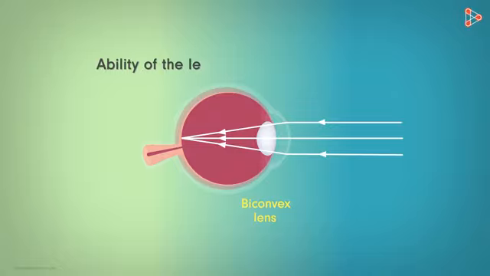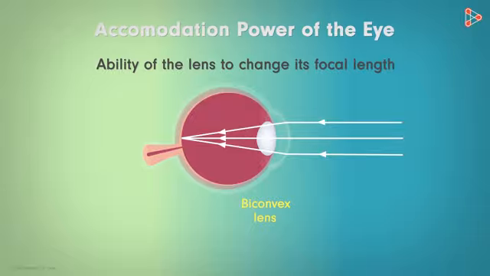This ability of the lens to change its focal length is defined as the accommodation power of the eye. This is something we've seen in the previous videos. In this video, we will discuss a few of the most common eye defects. Let's start with myopia first.